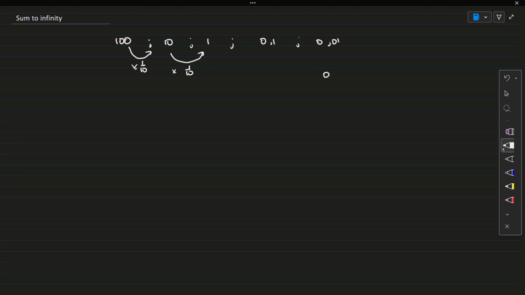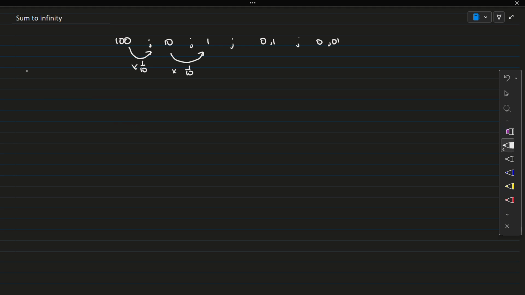It's going to get to the point that it's 0.000000001, and your calculator will simply round it to 0. That's where the term sum to infinity comes in. So if your r is between 0 and 1, so it's greater than 0 but less than 1, then you can find what we call the sum to infinity.